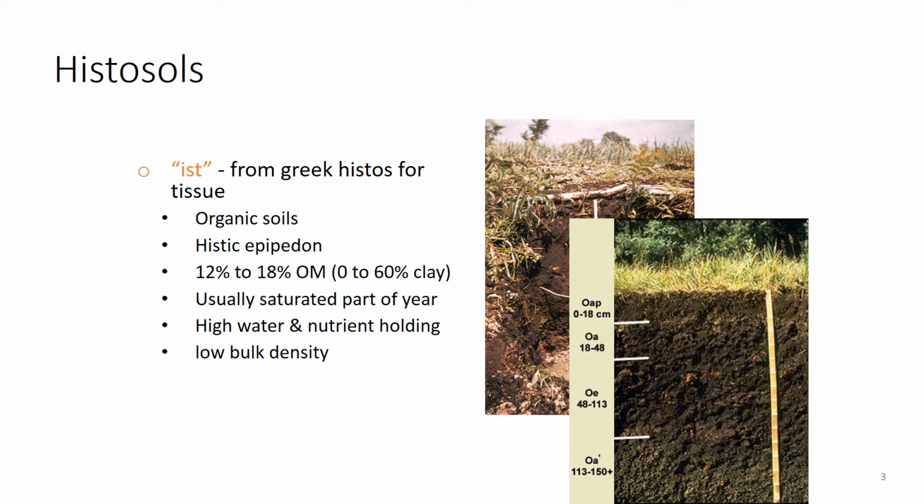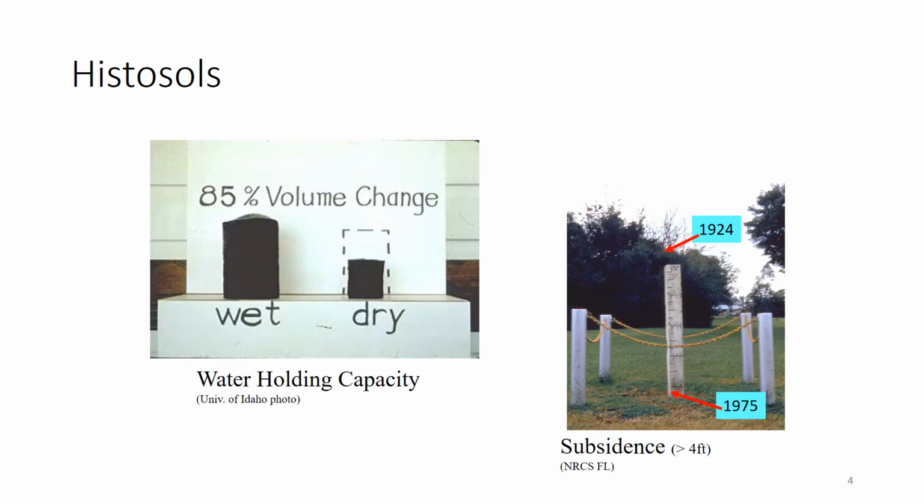They're wonderful for carbon storage. They can sequester a lot of carbon, and one of the problems with them being mined and exposed to more air is the oxidation of carbon that causes excess release of CO2. And what you may have learned in your environmental science classes in college is that too much CO2 makes for an unhappy Earth. Another thing about histosols that's very interesting is their water holding capacity. When they're dry, compared to when they're wet, there's an 85% change in volume. And because of this, there's a huge issue with subsidence with histosols.